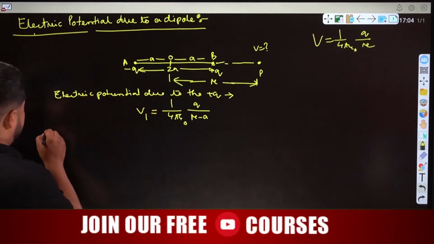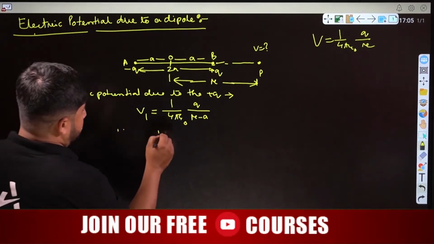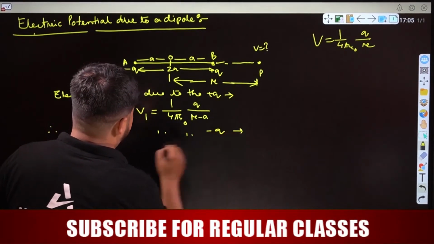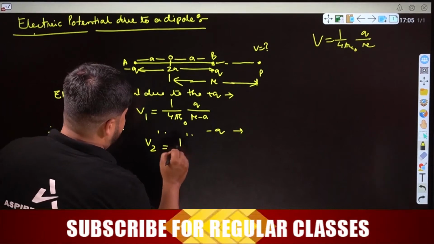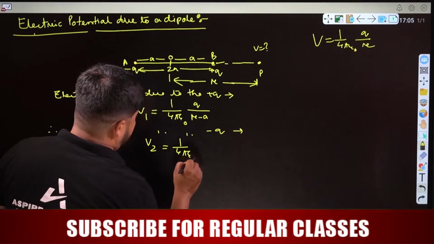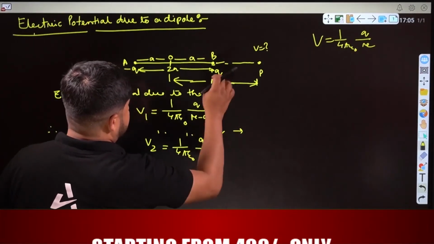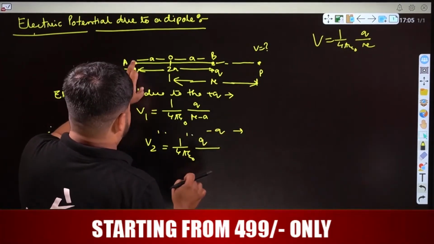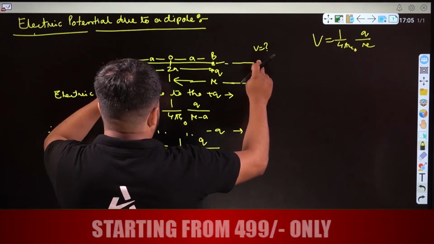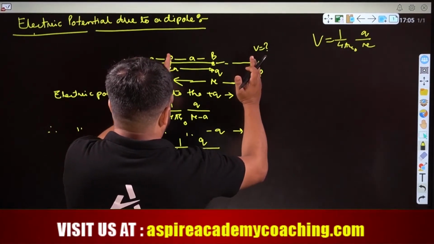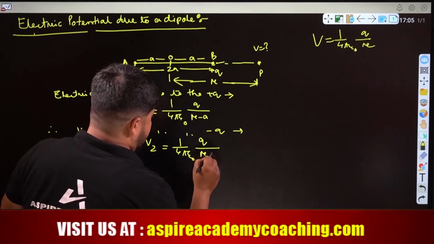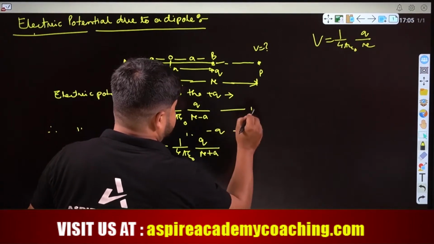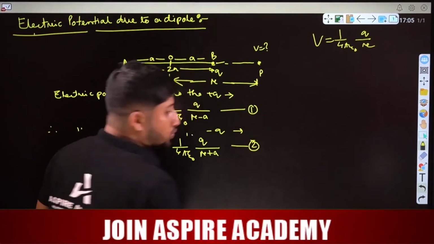Next, the electric potential due to charge minus q, what will it be? V2 is equal to what? 1 by 4 pi epsilon naught q by what? What will the distance from here be? We have to calculate this distance. This is r, a, so it will be r plus a. So this is equation number 1 and this is equation number 2.